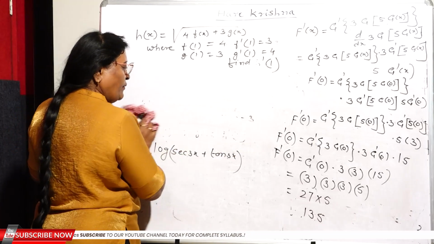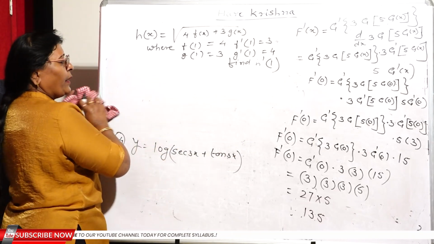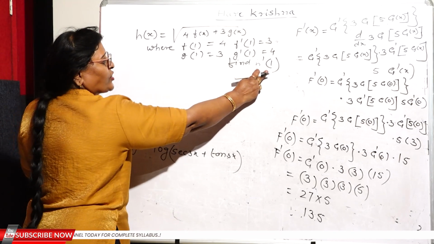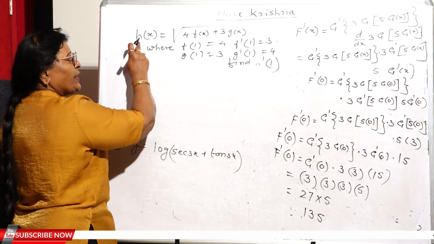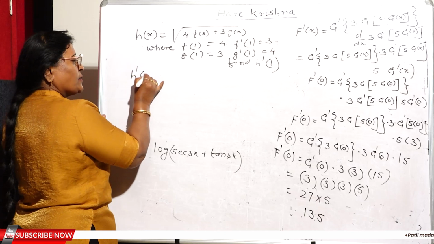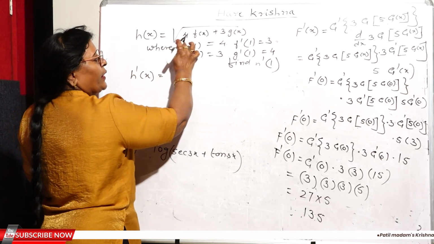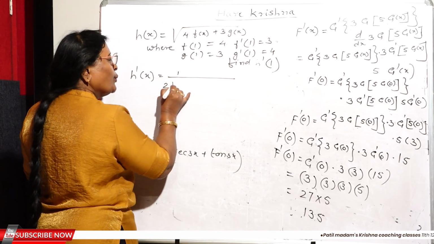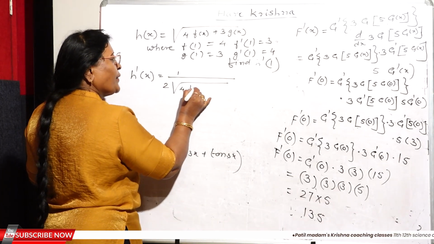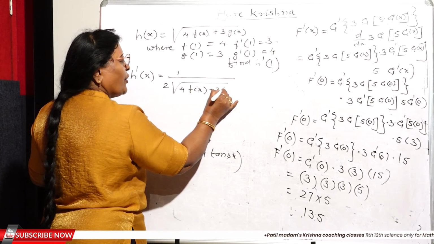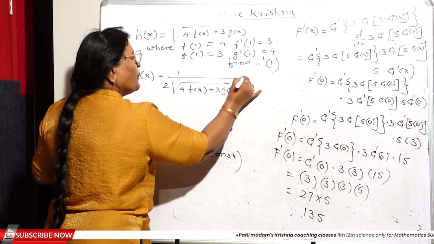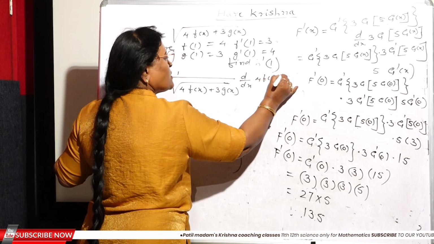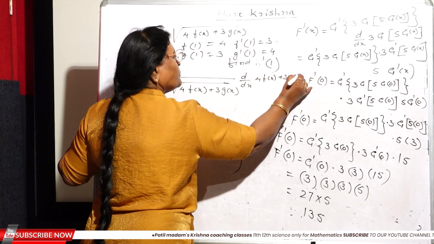See, again very simple. You have to find h dash 1, so first you have to differentiate h dash x. Again, here you have to substitute u. Root u's derivative is 1 upon 2 root u, so 1 upon 2 root of 4f of x plus 3g of x. Right? Again you have to take d/dx of 4f of x plus 3g of x.